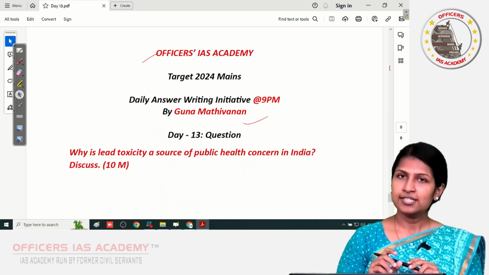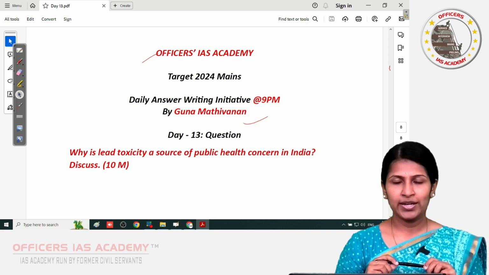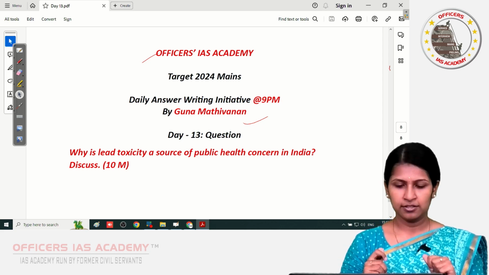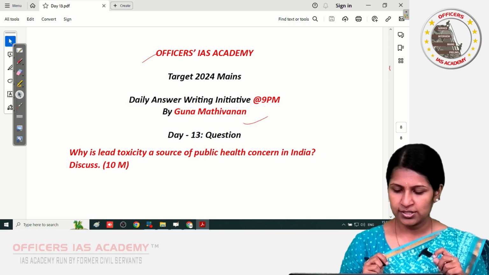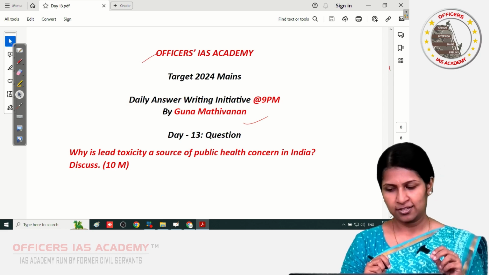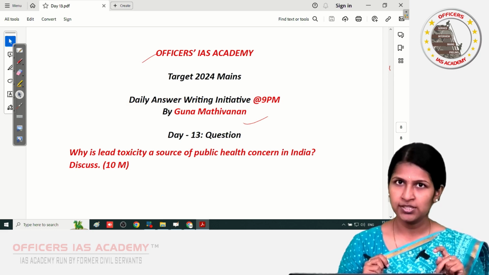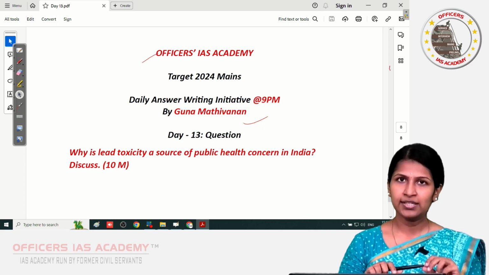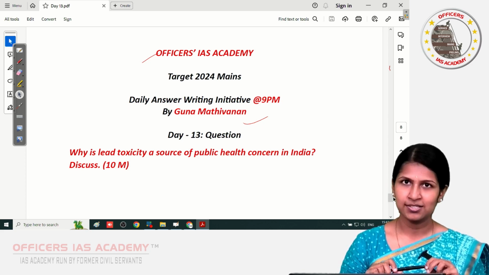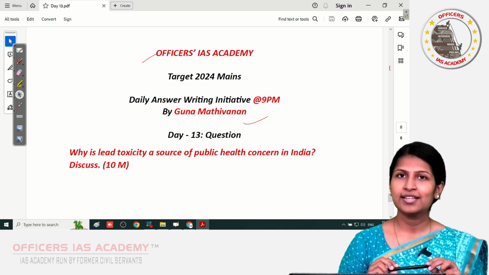Having discussed the model answer for day 12, I would like to give the question for day 13. Why is lead toxicity a source of public health concern in India? Discuss. This is a 10-mark question. So keep writing the answers on an everyday basis. This is going to be very, very useful for you. Thank you so much.